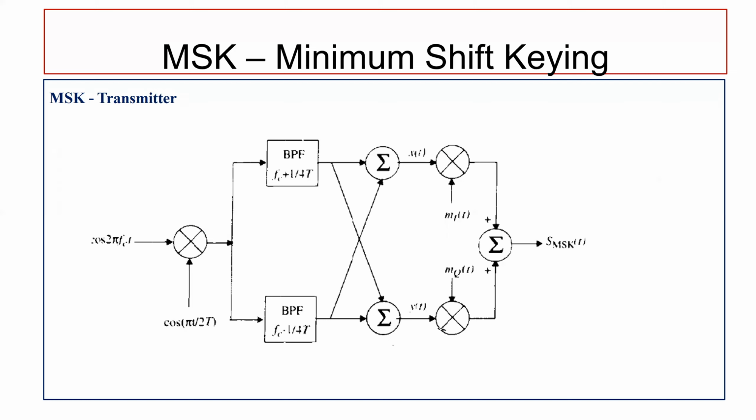So the bandpass filter is designed to have Fc plus Fb by 4, or 1 by 4Tb, as well as Fc minus 1 by 4Tb, or Fc minus Fb by 4. These two constraints have to be satisfied. And then it should be summed together with respect to the Mi of t and Mq of t. Both should also have the bit rate equal to 1 by 2Tb. The outputs of the multipliers are then added in order to give you an MSK modulated signal. So the MSK waveform is obtained with continuous phase throughout the time interval as well as the data transition.